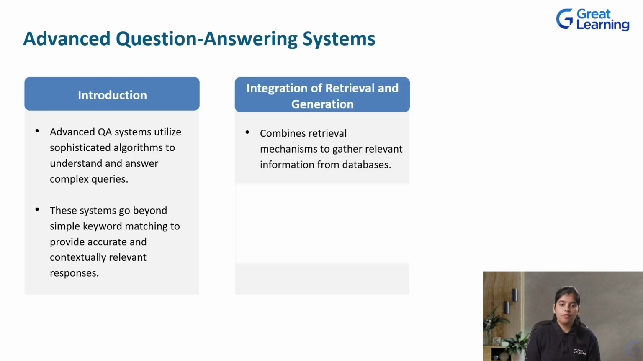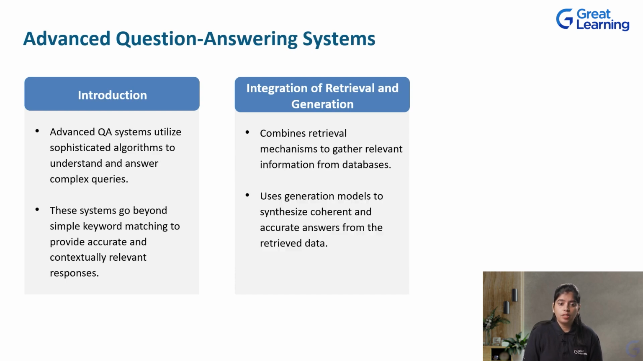After that, integration of retrieval and generation. It combines a retrieval mechanism to gather relevant information from a database, and uses a generation model to synthesize coherent and accurate answers from the retrieved data. So integration of retrieval and generation is what? When you retrieve the relevant information based on the user query, it generates an accurate and up-to-date response. That is the part of integrating retrieval and generation.